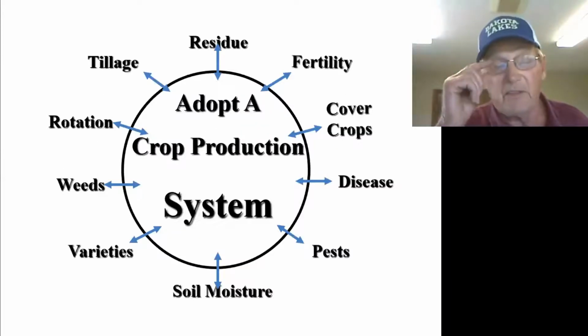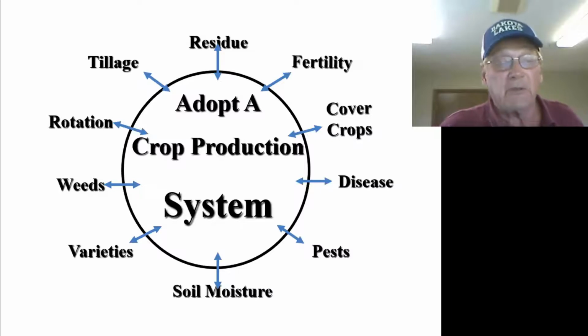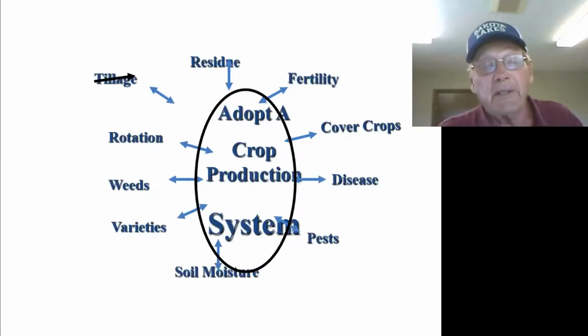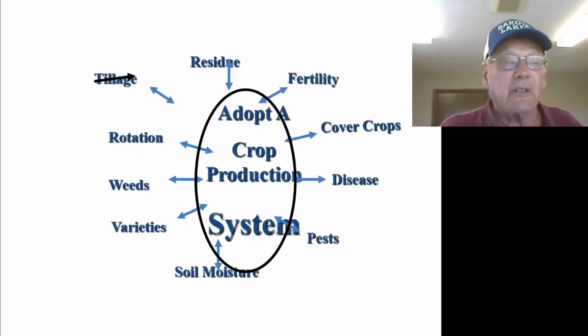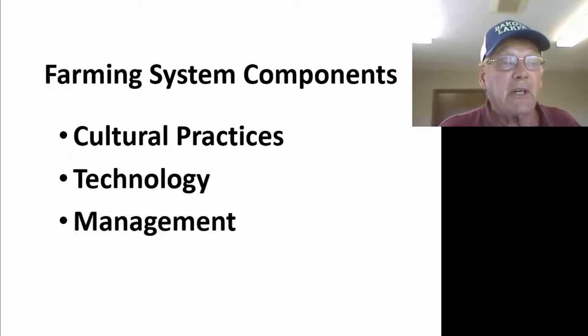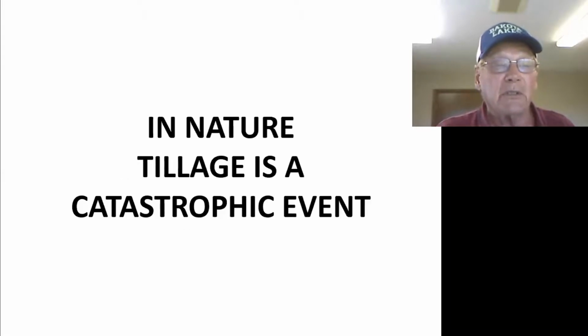And again, we come back to this idea of having to change everything. If all we do is change tillage in an attempt to get soil health, we won't get there because we'll have this other stuff go wrong. And either the guy will go back to doing tillage or he'll have to start using lots of inputs. We talk about cultural practices, technology, and management. The cultural practices are tillage and rotation, sanitation, and competition. If we take tillage out, we have to replace it with these other cultural practices: rotation, sanitation, and competition.